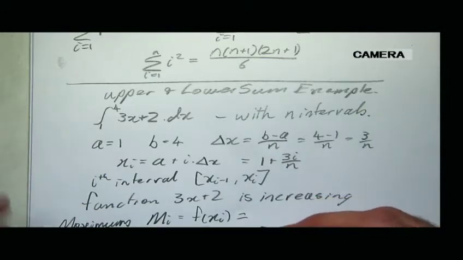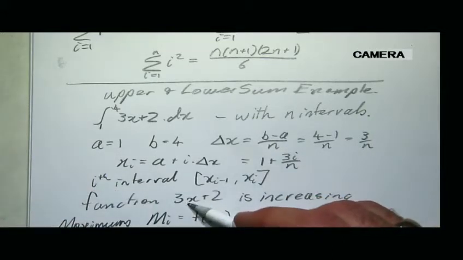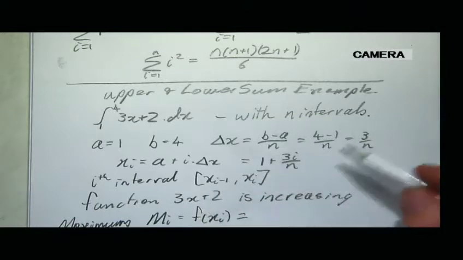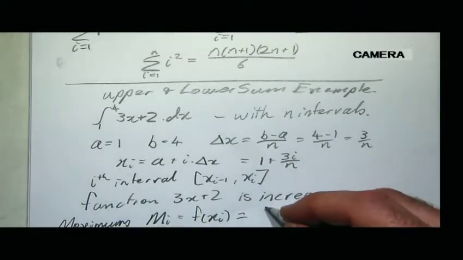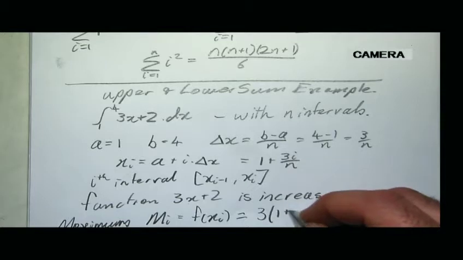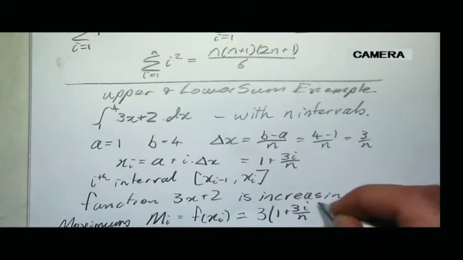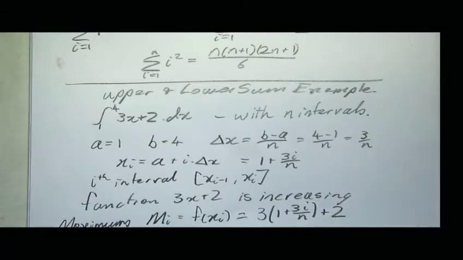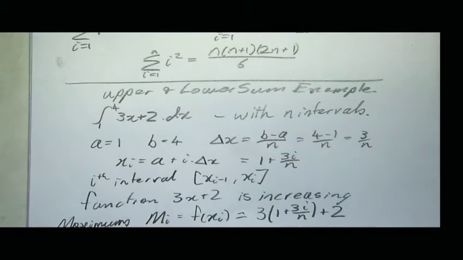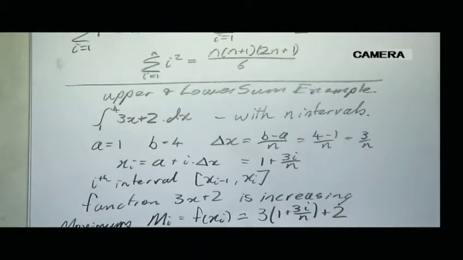Because I've got f, and I've got xi, which is this, this is going to be 3 by 1 plus 3i on n, plus 2. So I could actually expand this out and simplify it a little bit. This is going to give me 3 plus 9i on n.